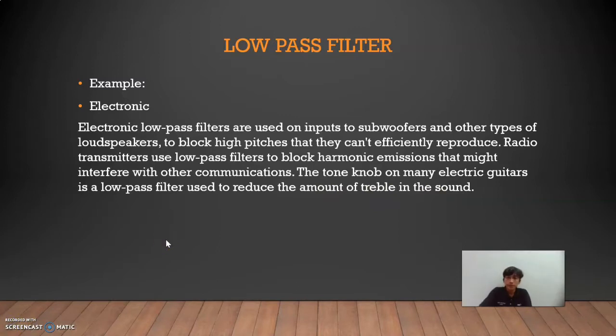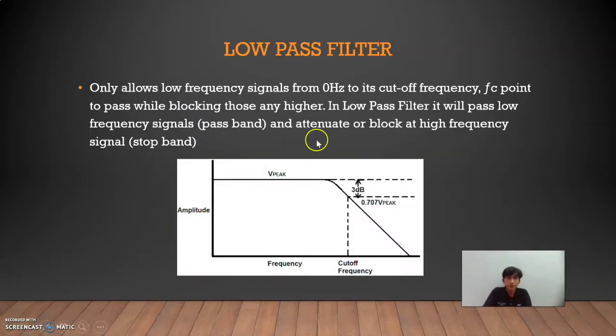Okay, next one. This is what I talked about, the meaning of low pass filter. It only allows low frequency signals from 0 Hz to its cut-off frequency, fc, to pass while blocking those any higher. In a low pass filter, it will pass low frequency signals, the pass band, and attenuate or block high frequency signals, which is the stop band.